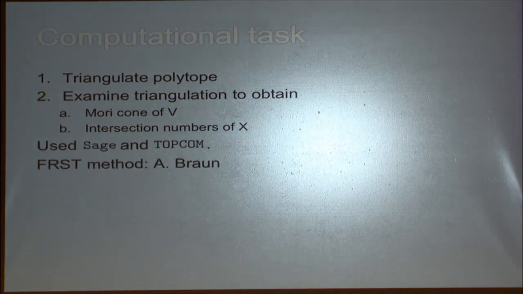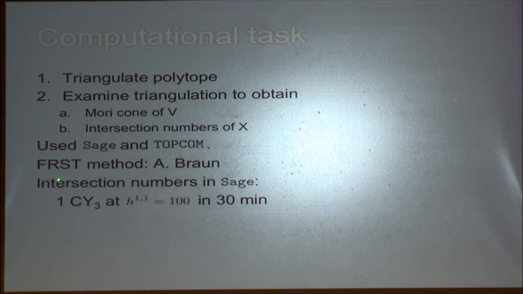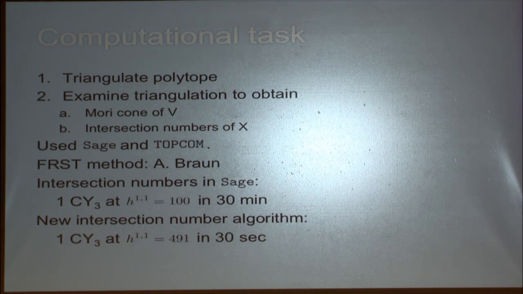No. Okay. Fine. So after a lot of work by us, we were able to compute the intersection numbers in Sage for a Calabi-Yau threefold of H11 of 100. It took us half an hour. Then our collaborator had an idea, and it takes only 30 seconds. So we really cracked the intersection number problem for one geometry.